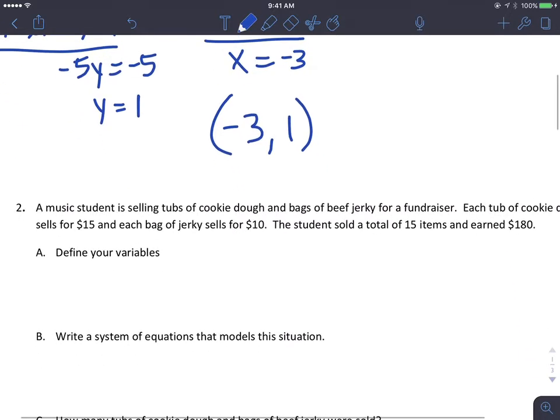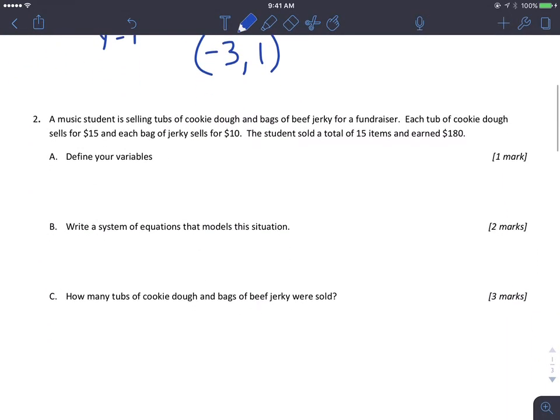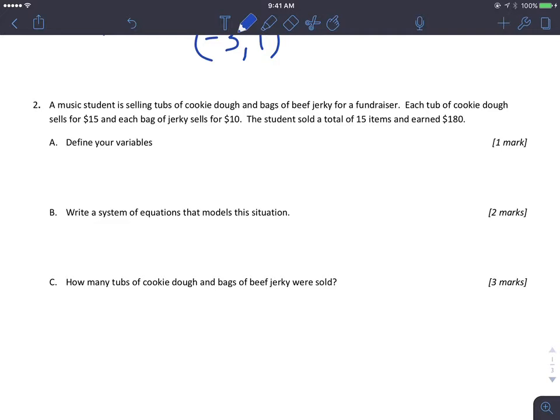All right, now our word problem. A music student is selling tubs of cookie dough and bags of beef jerky for a fundraiser. Each tub of cookie dough sells for $15 and each bag of jerky sells for $10. The student sold a total of 15 items and earned $180.